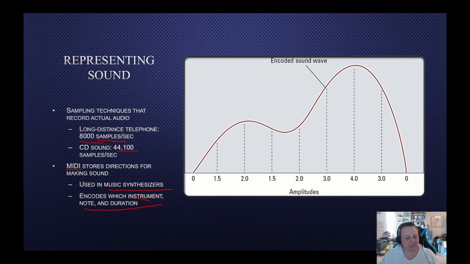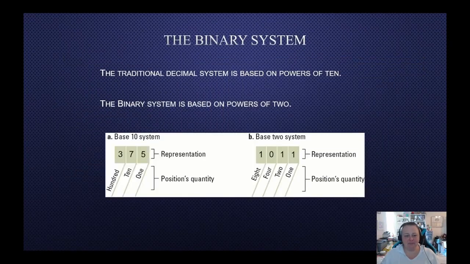Okay, let's dive back into the binary system. So traditionally, I think I've said this before, we have learned in base 10. So the base 10 system is over here on the left, and we find 1, 10, and 100. So a 1 is 10 to the 0, a 10 is 10 to the first, and 100 is 10 squared. Probably something you may or may not have learned, probably forgot. It's fine. So that's how you find your position quantities. So in your representation, you've got 5 of these, 7 of these, and 100 of these.